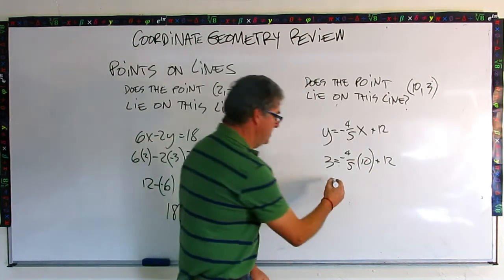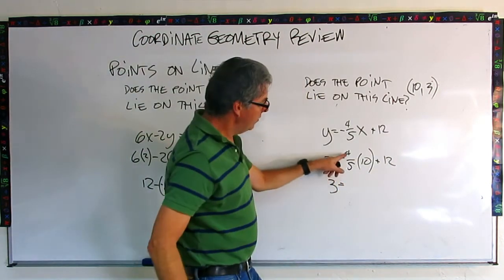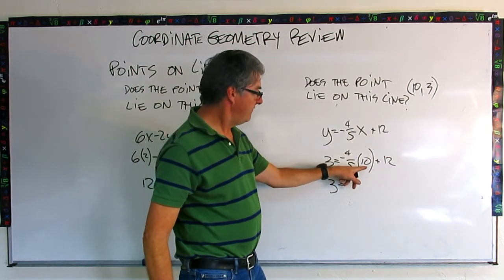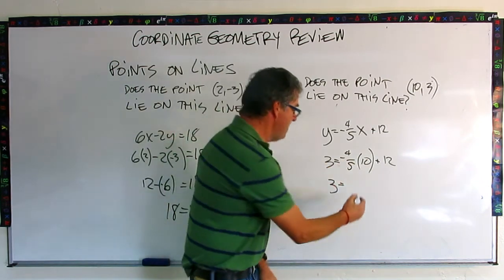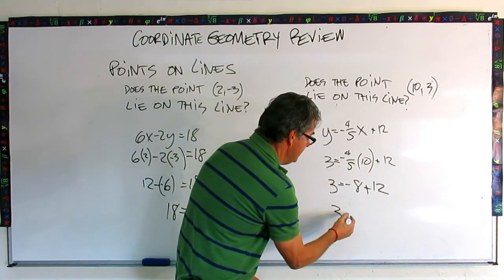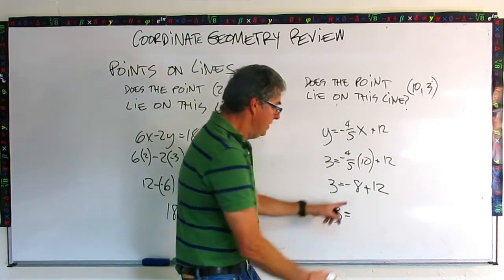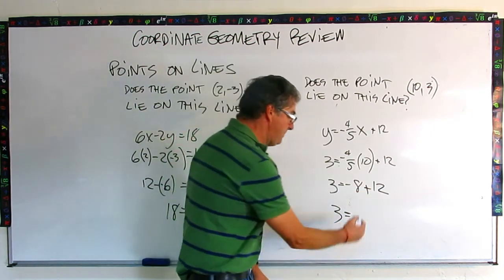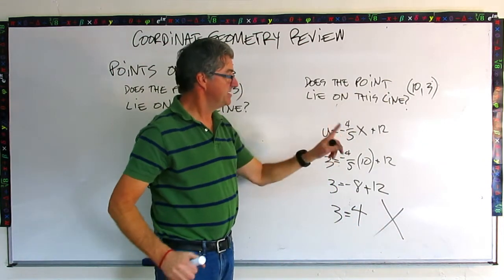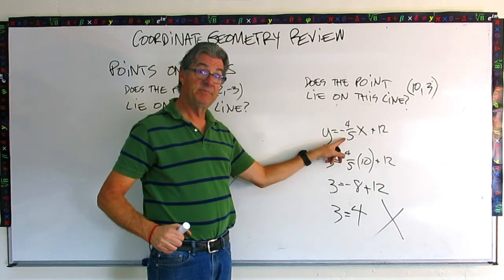Now let's carry this on down. 3 equals, now what's 4/5 of 10? That would be 8. 4/5 of 10 is 8. I've got a minus, this is minus 8 plus 12. 3 equals, so minus 8 and plus 12, it happens to be 4. So this point is not on that line.